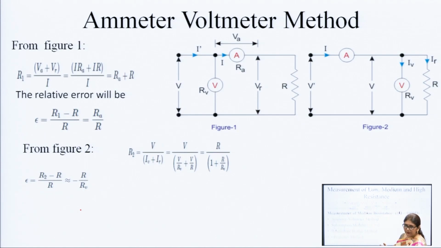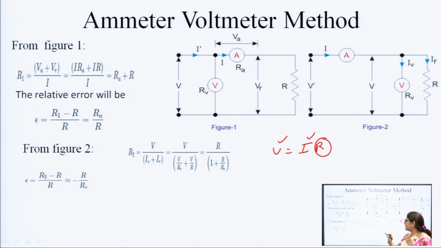First is the ammeter voltmeter method. Simply, we know that V is equal to IR. So, if we measure voltage and current, then we can find out the value of resistance. It is very simple. Voltage we can measure by using a voltmeter and current we can measure by using an ammeter. There are 2 methods of measuring medium resistance.